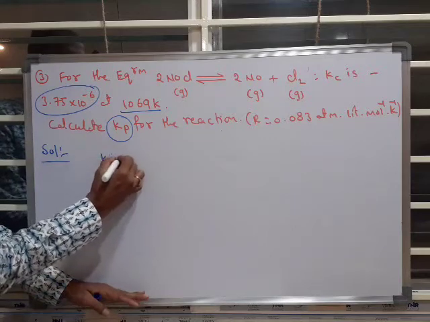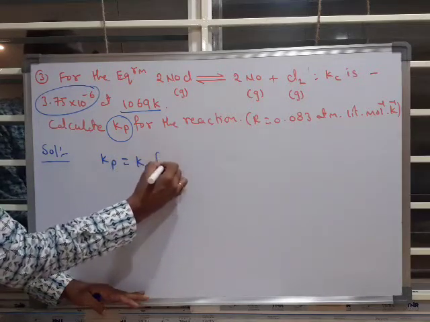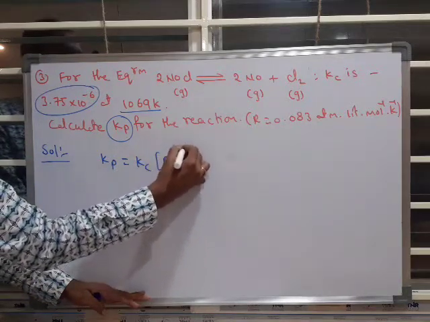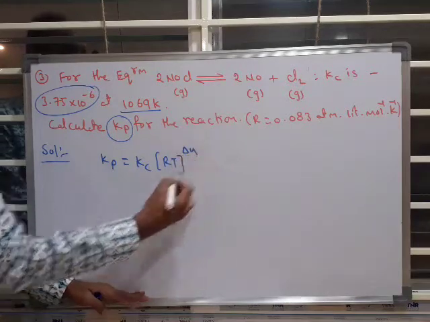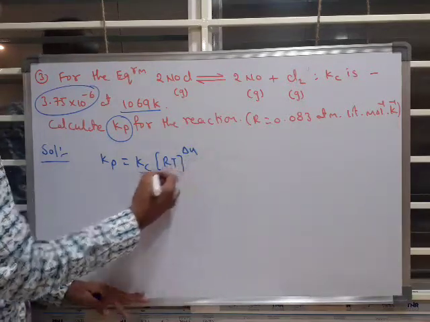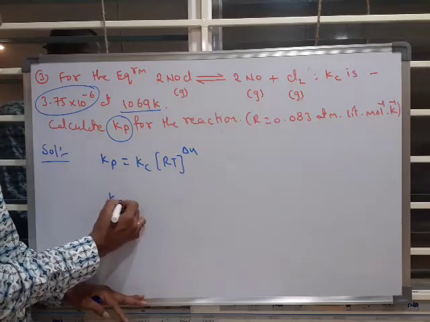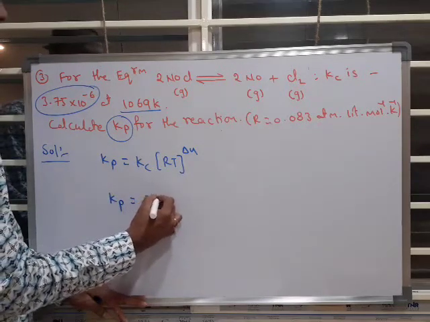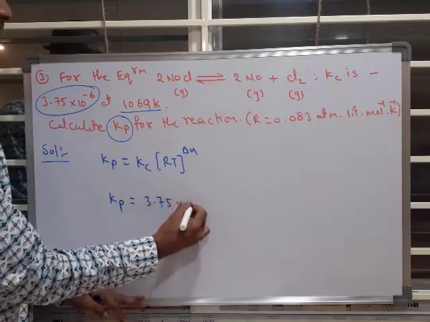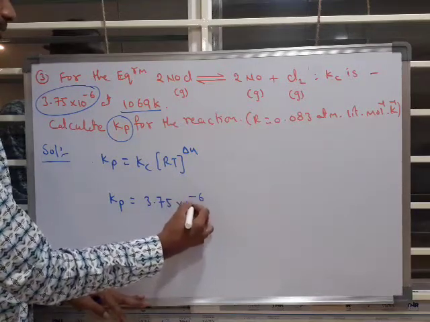So what is the relation? Kp equals Kc into RT power delta N. First we have to find the Kp. So what is the Kc? Kc is given as 3.75 × 10 power -6.